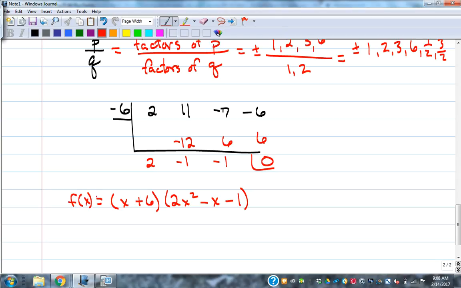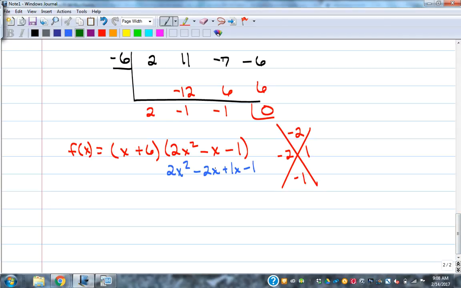It said factor that polynomial. That's a quadratic right there. Can I try to factor it using our factoring skills? Yeah, I could. Do the x method. -2 and 1. 2x² minus 2x plus 1x minus 1. Group that.